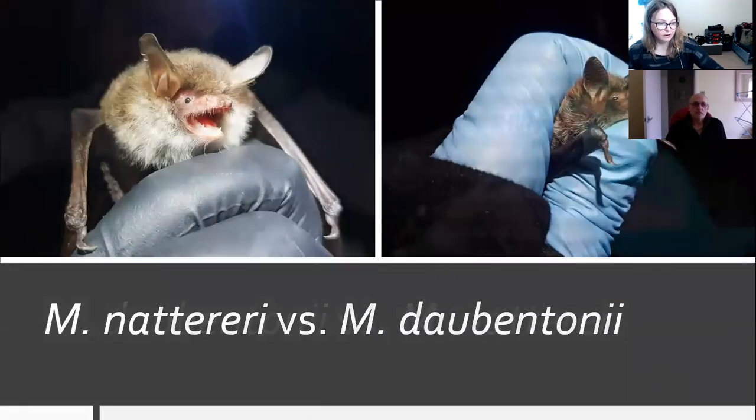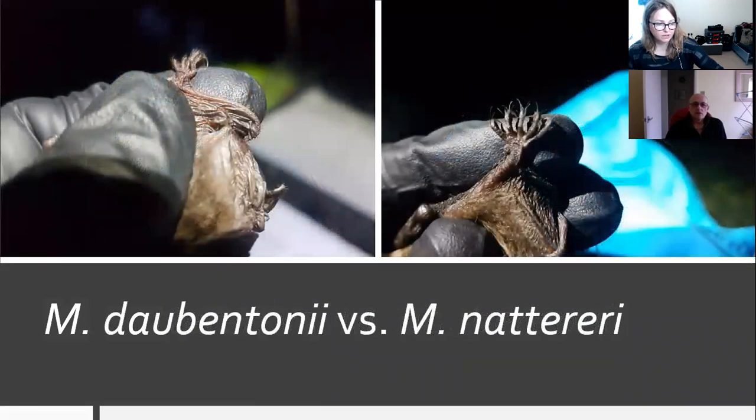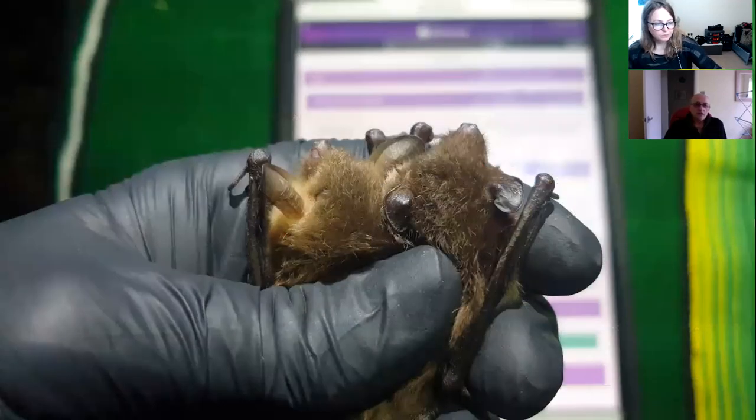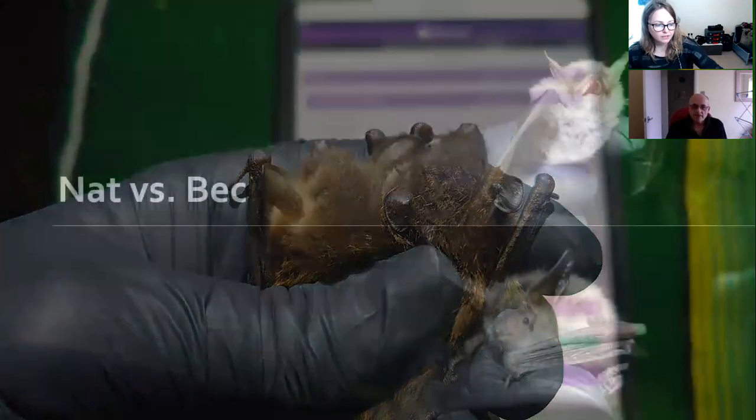And here you go with your comparative natterers on the left, looking at the curved calcar with golden bristles on the natterers versus the straight calcar and giant hairy feet of the daubs. And then looking at that sort of half moon of pale fur at the base of the recurved ears of the natterer's bat compared to the lack of paleness at the base of the dark non-recurved ears of the Daubenton's bat. And there's the same thing in the hand. Again, natterers on the left, daub on the right.